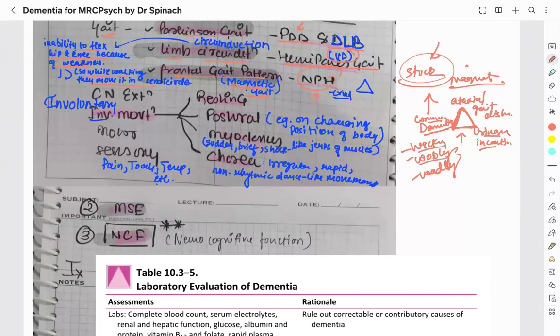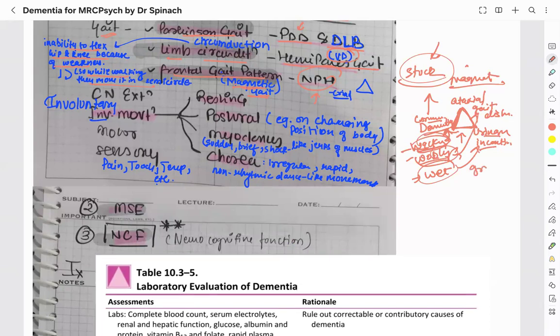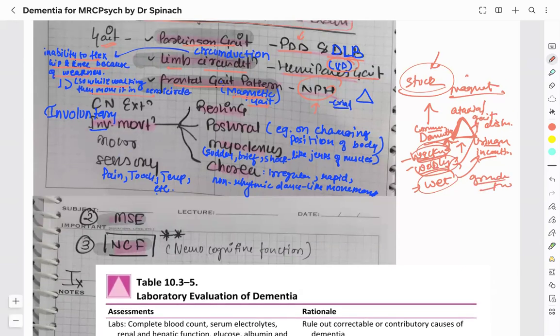There are three things: wacky, wobbly, and wet. Wet is because of the urinary incontinence. Wacky is because of the cognitive problems, wobbly is because of the gait, and wet is because of the incontinence. Wet, wacky, and wobbly grandfather. This is how it is, old man, if you can remember it.